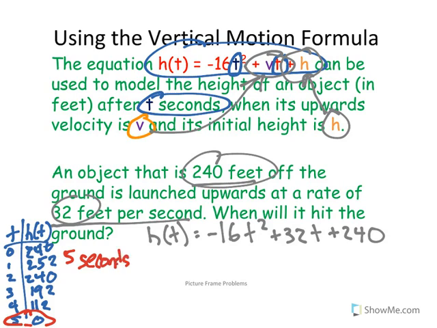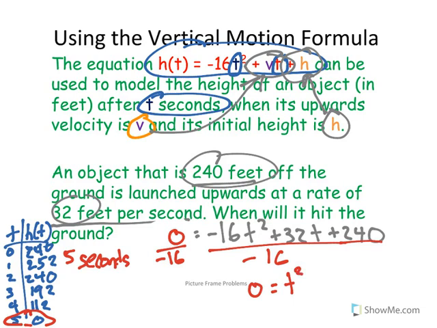Well, what can we do if we want to do it as a quadratic? First of all, we want the height to be 0. And we realize that all of these coefficients and the constant are multiples of 16, so I'm going to divide by negative 16. If you don't divide by negative 16, you're going to have a problem, because we don't do too well factoring a negative t squared. So this gives me 0 equals t squared minus 2t minus 15.